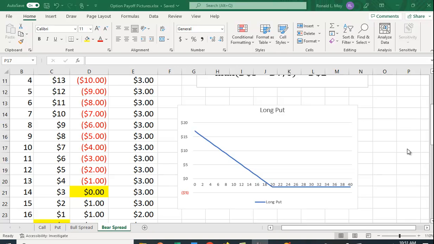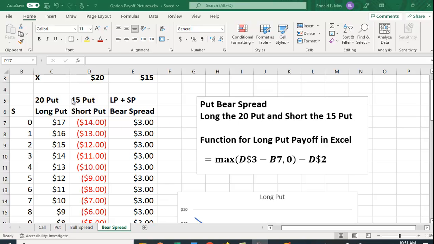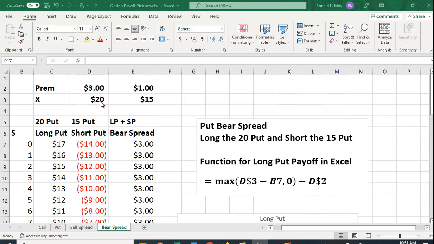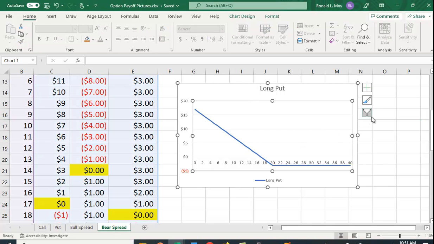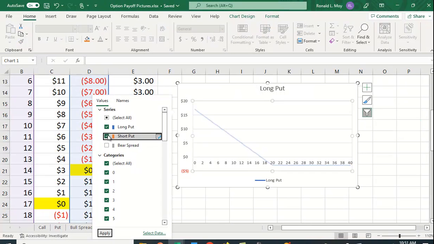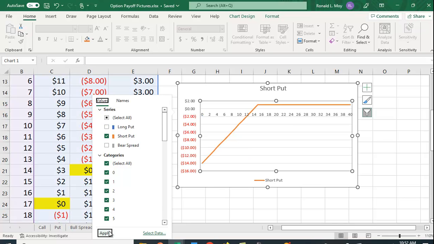A bear spread allows you to profit if you're mildly bearish. That is, you think the price is going to go down, but you don't think it's going to collapse to nothing. So you're going to buy a put option, in this case, from the example I've set up here, the one with an exercise price of 20, but now you're going to sell or write another put option with an exercise price of 15. Let me show you what the graph for the short put looks like, and then we'll show you what the bear spread looks like.